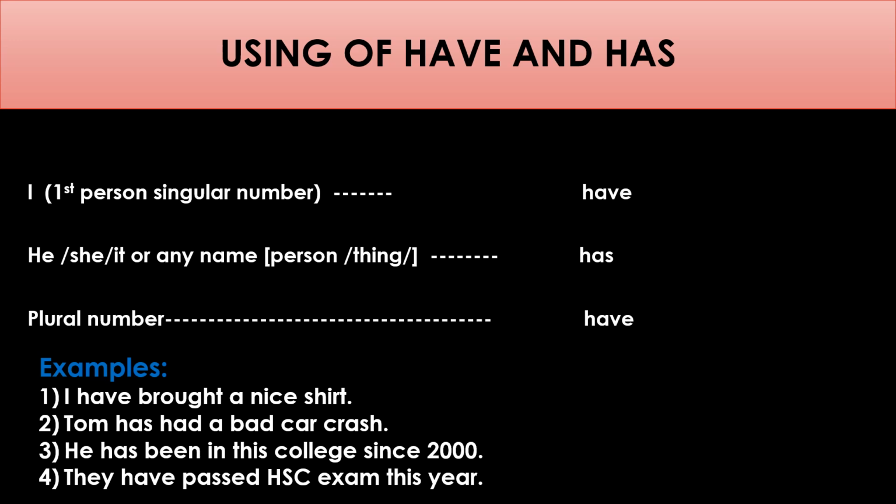Then, he has been in this college since 2000. He has been. He is the subject here, third person singular number, so has is here as the auxiliary verb. Then the be verb is in PP form, been. It doesn't matter which verb comes, but you have to remember that in present perfect tense you have to use have or has as auxiliary verb and the main verb is in PP form. Here have is the main verb in PP form, and here the be verb is the main verb, so it is in PP form.